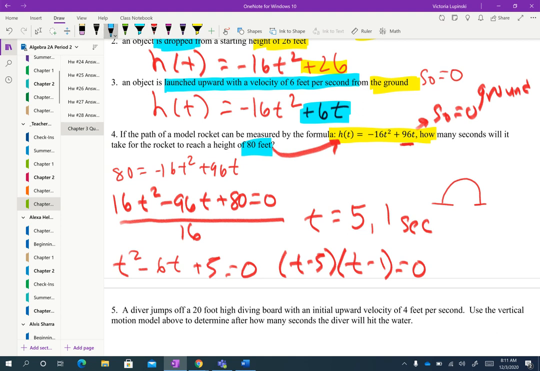And I want you to think about what that means in terms of the rocket itself. So again, over here, this is the path of the rocket. Started on the ground, goes all the way up to its maximum height, and then eventually comes down. The fact that I got 2 positive answers actually makes sense here because I'm going to pass 80 feet once on the way up and once on the way down. So both of those answers make sense. So I'm going to declare that at both 1 second and 5 seconds, that's when the height of the rocket is exactly 80 feet.